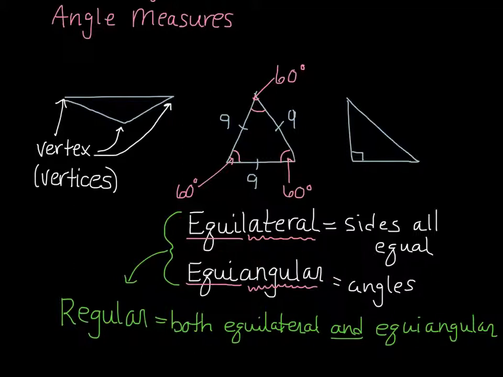Especially when you get into the other shapes, we can deal with that. Something could be equiangular, but not equilateral. Rectangles are a good example of that. They have 90-degree angles, but perhaps 2 of the sides are longer than the other 2. But if it's both equilateral and equiangular, we call that regular.